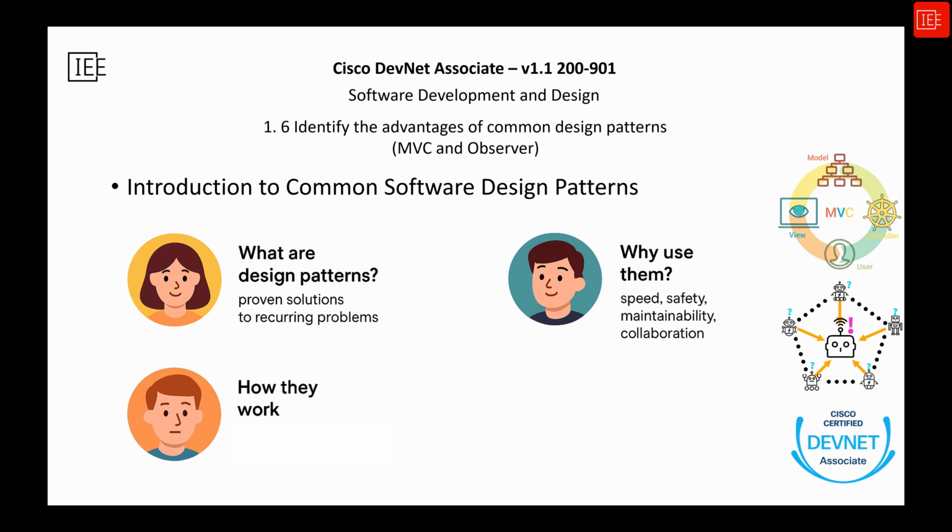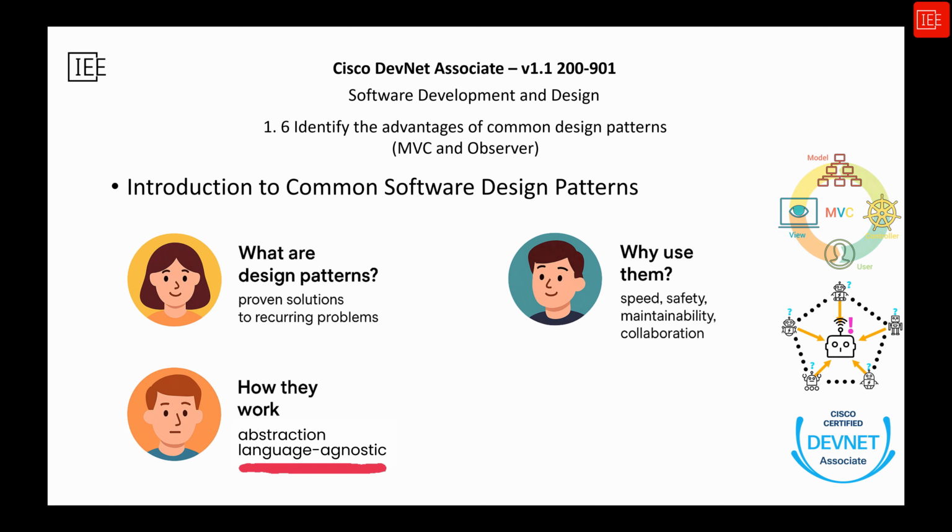So, how it works. Design patterns work by abstracting common problems into generalized models. Each pattern typically defines the rules of different components, their responsibilities, and how they interact. For example, a pattern might specify that one object manages state while another handles user interaction. Developers then apply these concepts to their own projects, tailoring the rules to fit their needs. Importantly, design patterns are language agnostic.